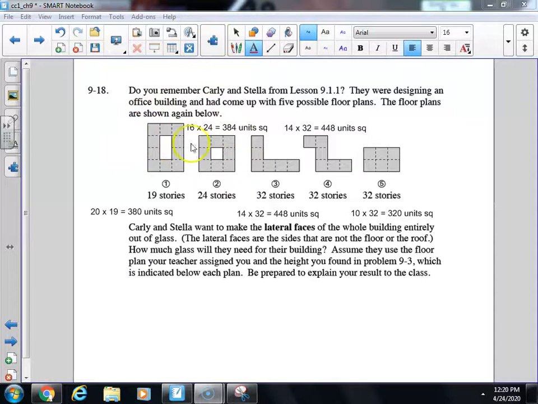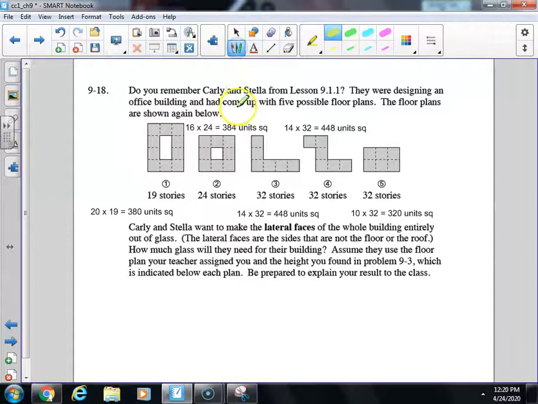All right, so we did the first building plan together. If you look at the second story, the second plan here, we got that it was 384 units squared. So if you count the perimeter of this first story, you're going to get 16. So 1, 2, 3, 4, 5, 6, 7, 8, 9, 10, 11, 12, and then 4 in the middle. That's 16. Again, it's really just the perimeter because each of these represents 1 squared unit. And then we multiply that by the 24 stories to get 384 square units.